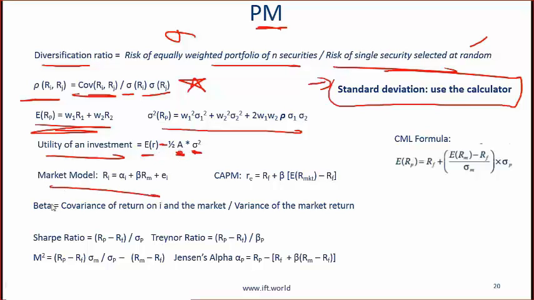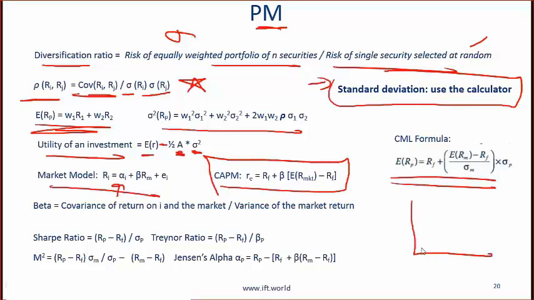All right, this is your market model. This is your y-axis intercept. This is CAPM type 1, absolutely must be known. This is the CAPM formula. So in the CAPM, sigma p is your x-axis, return is the y-axis, and this is your CML, capital market line. Beta is the covariance of return on I and return on market divided by the variance of the market.